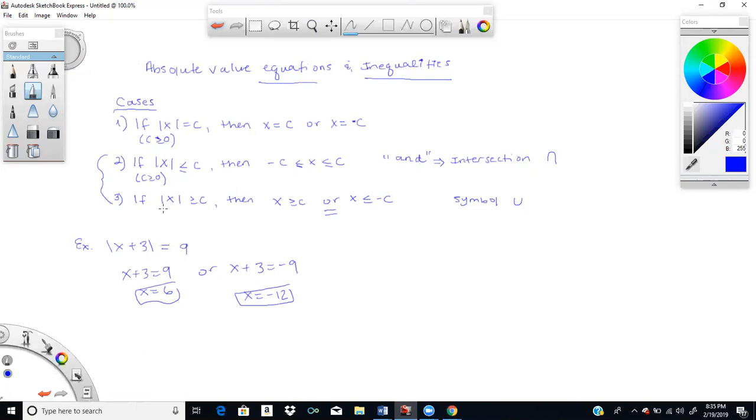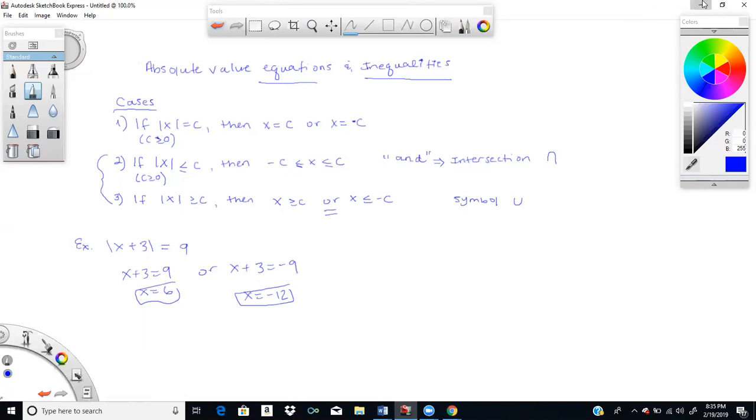Case 3 is when you have the absolute value is greater than C, greater than or equal to C. Then you have your, this is the union, so this is the or statement, okay? So x is greater than or equal to C, or x is less than or equal to a negative C. All right, so that would be your cases. So it's case 1, case 2, case 3.